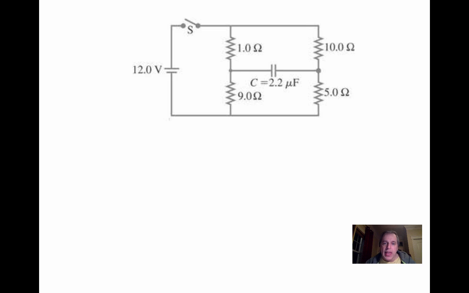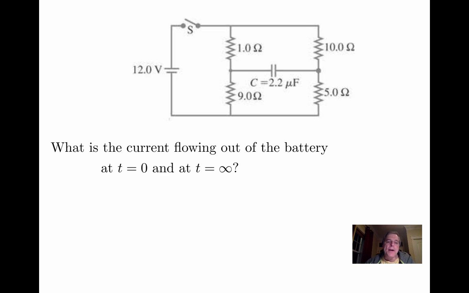So for example, if we go back to this circuit, you can ask the following questions. I'm not going to solve them, I'm just going to leave them as open questions. You should try them, and that will be a practice problem for you to do. So in this circuit, what is the current flowing out of the battery? Clearly, it would be a current flowing like this here, but the value of the current changes with time. So the question is, what is the current flowing here at t equals 0 and at t equals infinity?